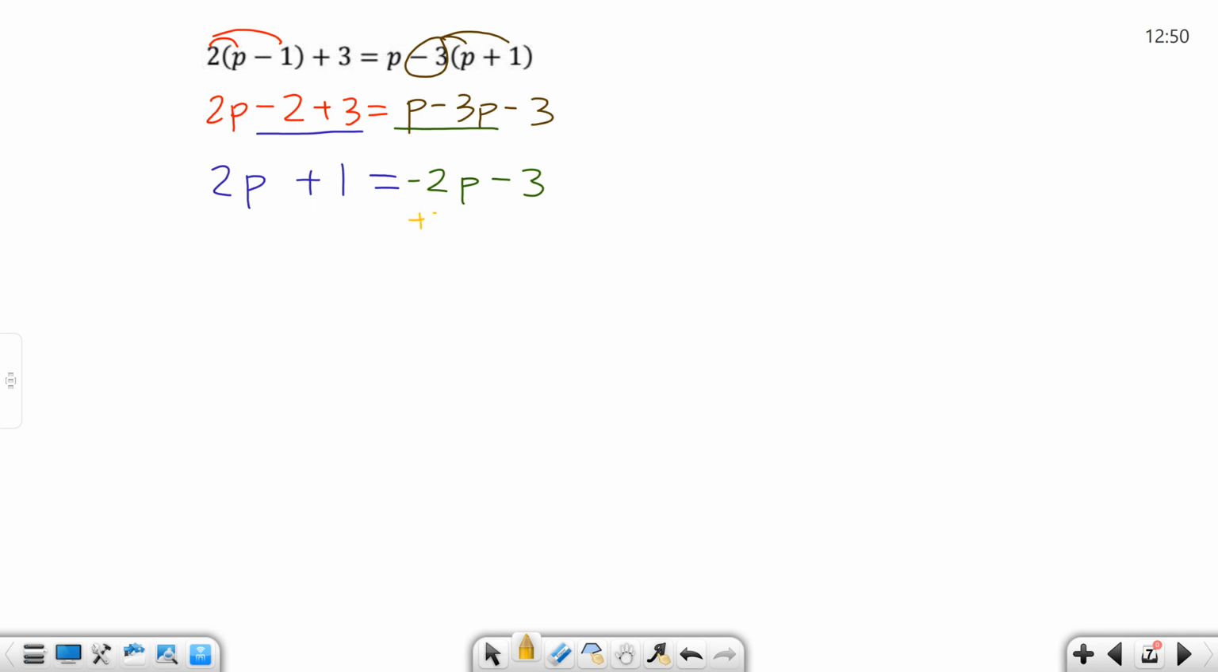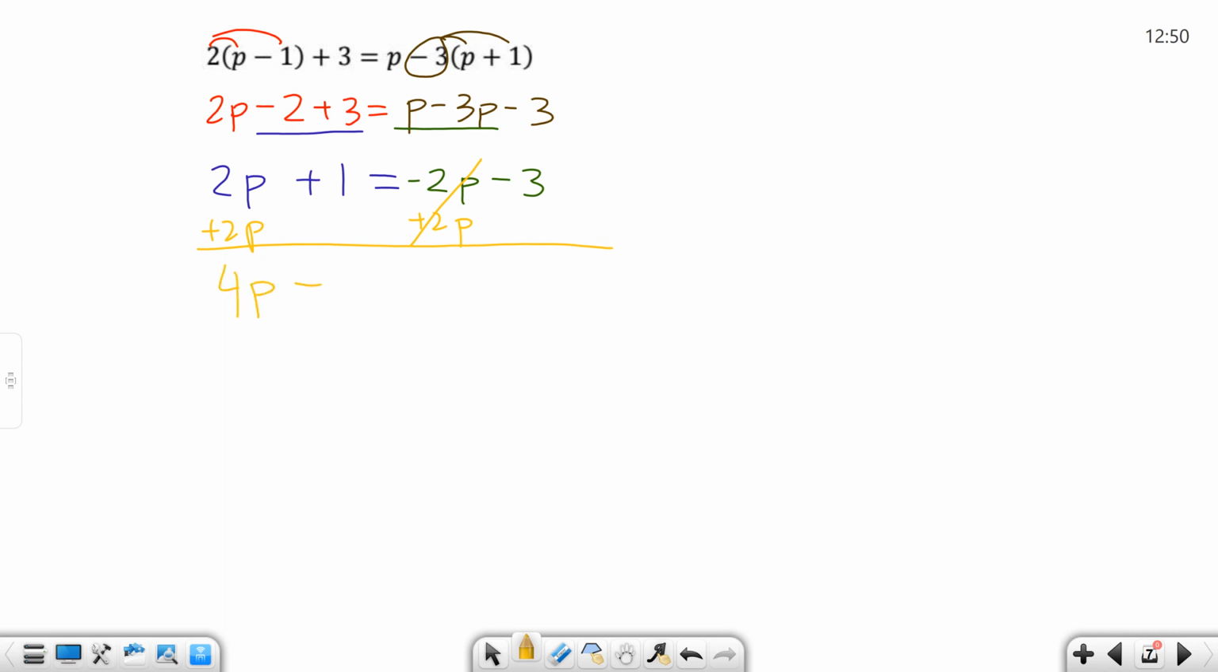I'm going to add 2p to both sides. Okay? Now, again, I want you to get to the point where you go, oh, guess what? I need to subtract 1 from both sides. I'm not going to show it here, but I want you to get to that point where you're doing those 2 steps at the same time.